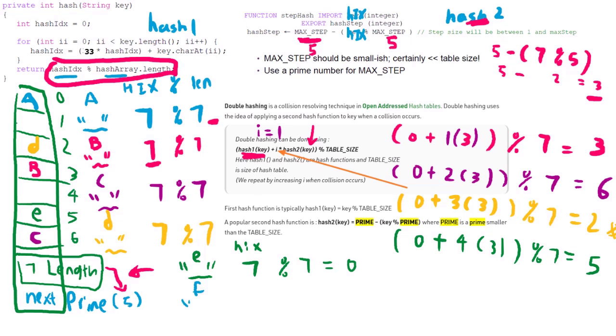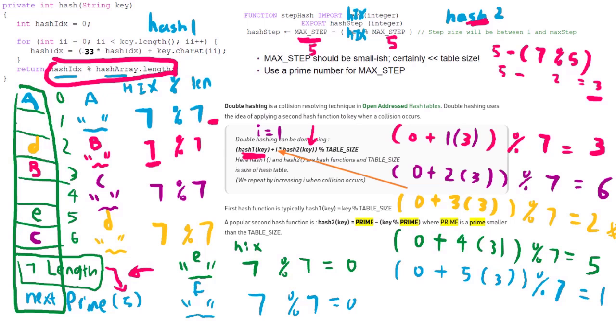F is the same scenario. 7 modulus 7 is equal to 0. So 0 plus 5, because it's occupied, and then we modulus 7. So the answer is 1. So this one is F.